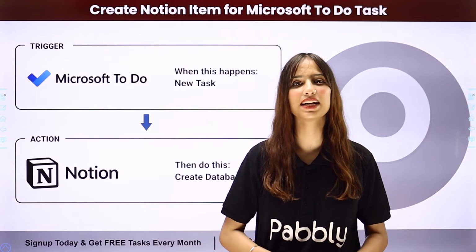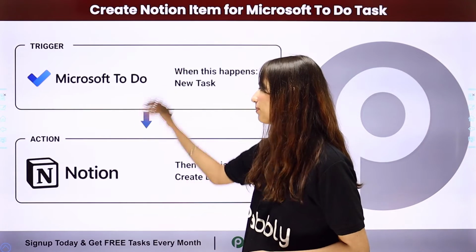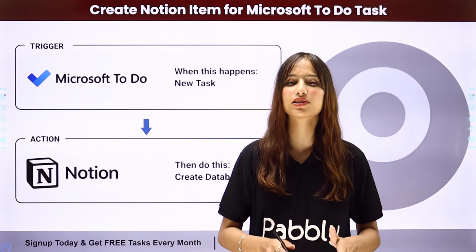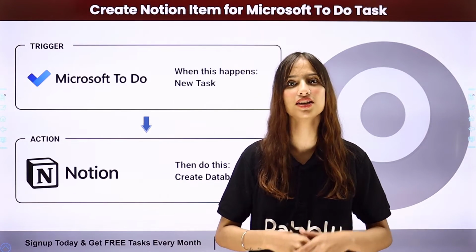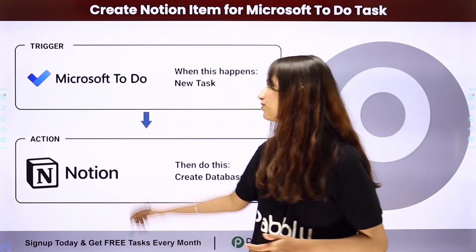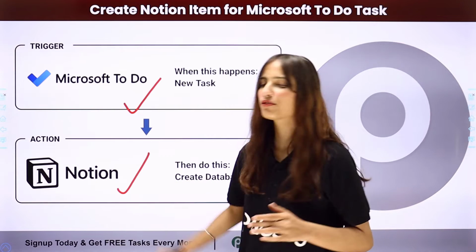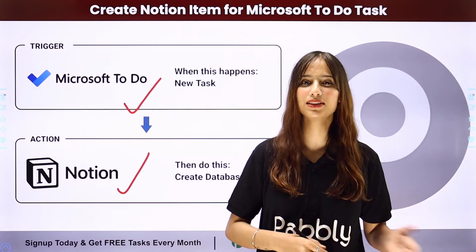Now to do this, I need to build a connection between these two applications, for which I am going to use Pabbly Connect. Pabbly Connect follows the concept of trigger and action. Here my trigger application will be Microsoft To-Do and my action application will be Notion. So if you want to learn more about this, follow me through the screen.